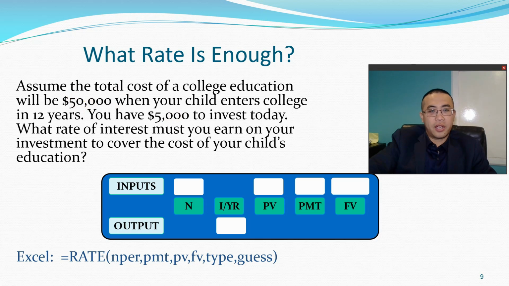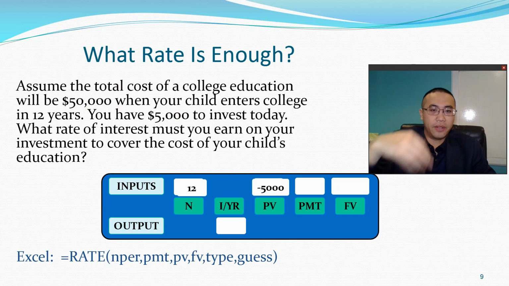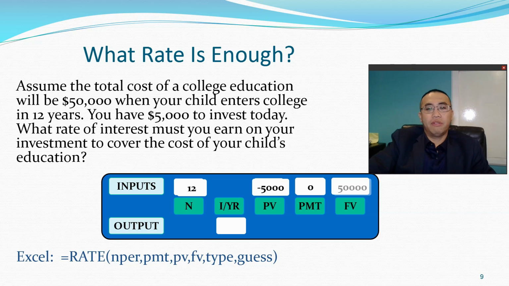So n clearly equals 12. You have 12 years for investment, and you solve for interest, so just leave it blank there. And then you're going to put a present value of negative 5,000, so that's how much money you deposit. And then payment is 0 because you have no periodical same amount of payment made every year. The future value will be positive 50,000.